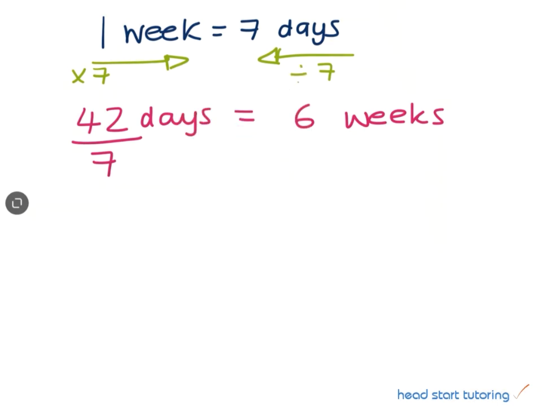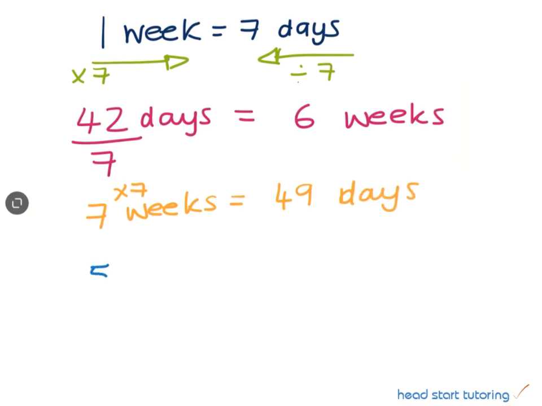If I would like to work out how many days there are in 7 weeks, I need to multiply my 7 by 7 to get an answer of 49 days.